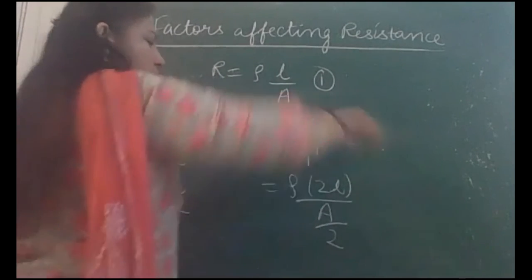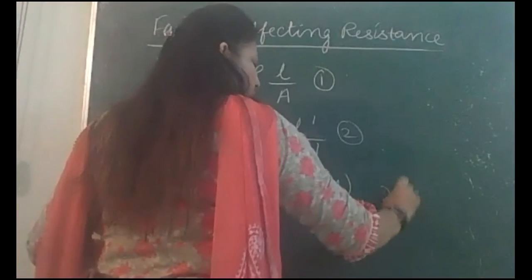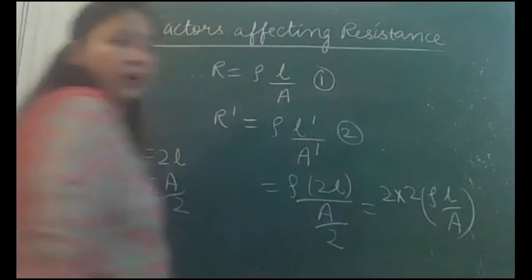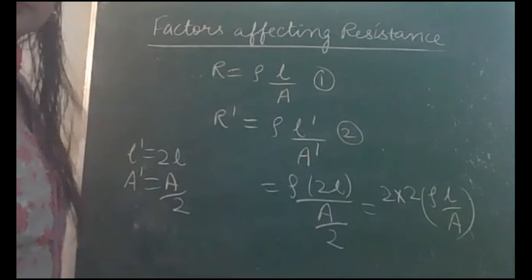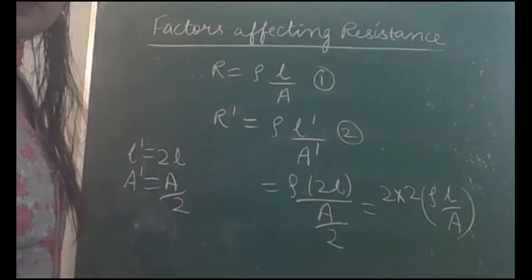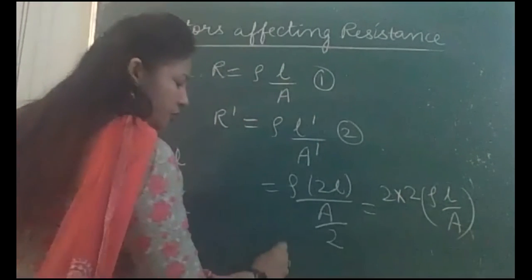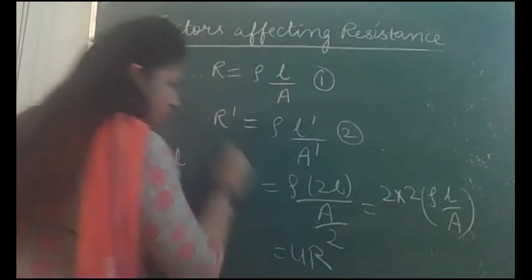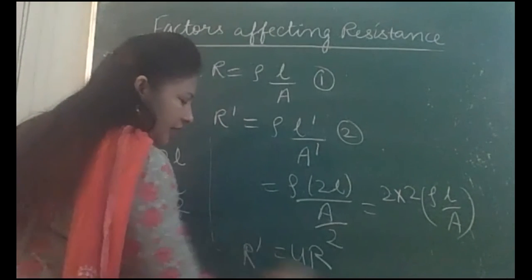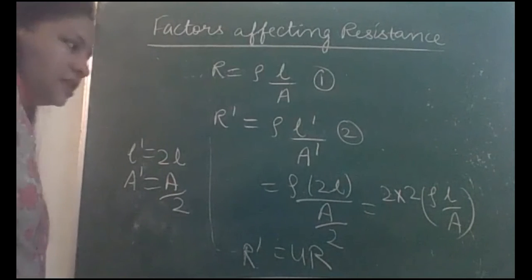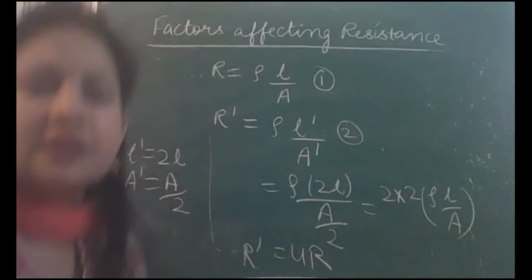Solve this. The 2 will come up. So 2 into 2 rho L by A. What is rho L by A? That is the previous resistance R. So 2 into 2 is 4. So R dash becomes 4 times. So the new resistance is 4 times the original resistance.